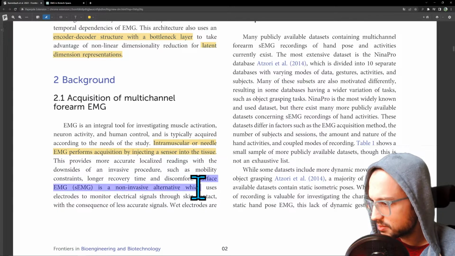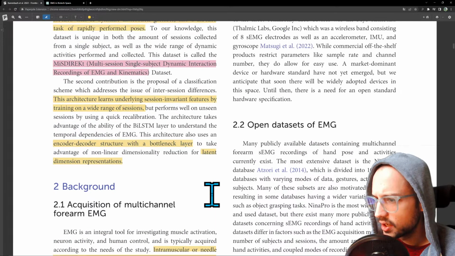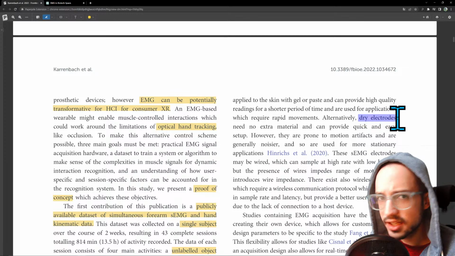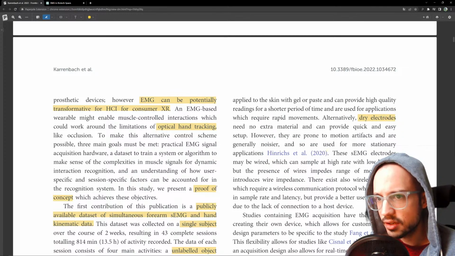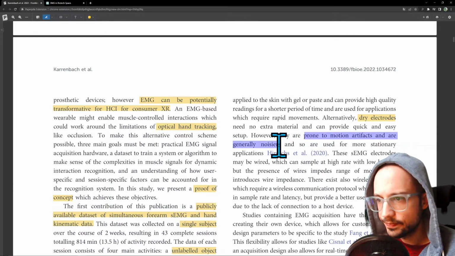Yeah, I feel like surface EMG is definitely the way to go. Okay, so whenever you see SEMG with a little s, that means surface EMG, which is basically just they have the electrodes that stick to you. Wet electrodes are applied to the skin with gel or paste. Or dry electrodes need no extra material. Yeah, I feel like if you have to like stick little glue things on to yourself, it's gonna suck. But if you have dry electrodes, that seems a little bit more doable. But the dry ones are prone to motion artifacts and are generally noisier.